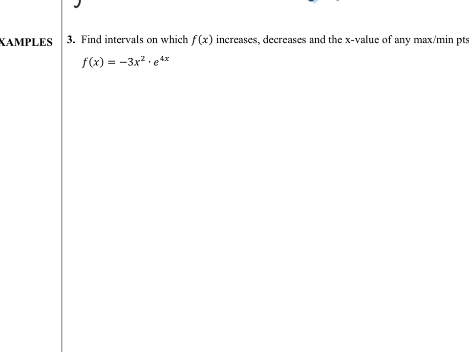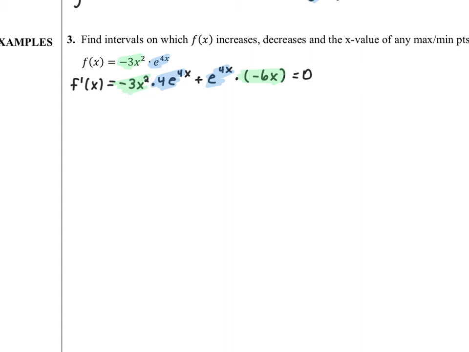In our last example here, when we go to find f prime, we have to use a product rule. So negative 3x squared is my first, and e to the 4x is my second, and I'm going to product rule this. Here's my first times derivative of the second. Don't forget your chain rule in doing that derivative. Plus the second times derivative of the first, set equal to 0.